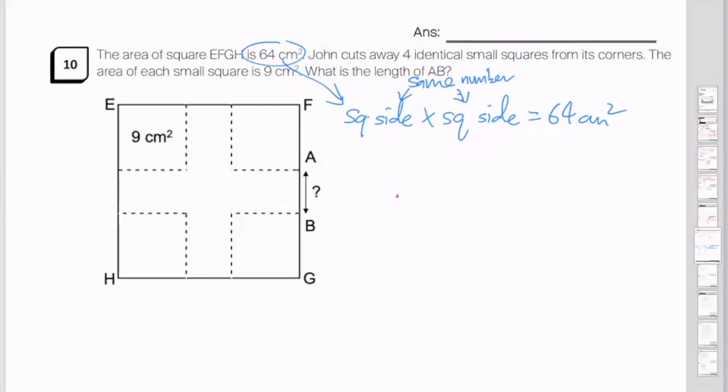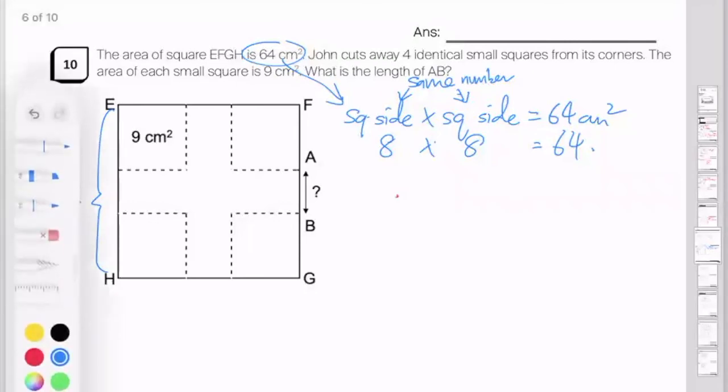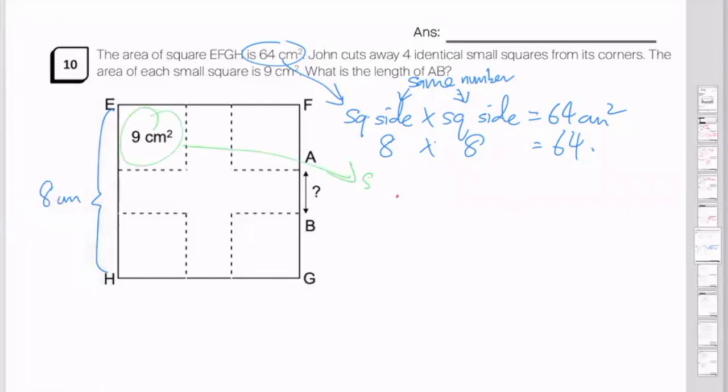So if you have to guess and check, what number will it be for the square side? Yes. So then you'll get 8 times 8 gives you 64. So what this means is that this entire length must be 8 cm. So once you do that, if you apply the same rule to your 9, same thing: square side times square side equals 9 square cm. So what must be the length of the square side? Yeah, so the square side must be 3 cm. So it's 3 times 3 equals 9. So it must be 3 and 3. So if that is 3, here must be 3, 3.